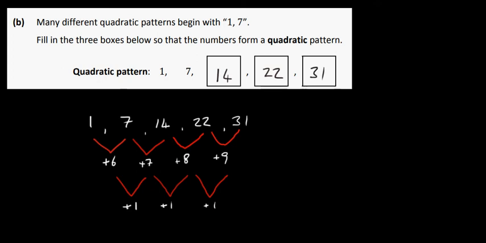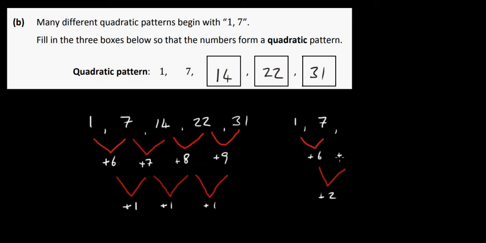Now if we decided here that our second difference was going to be plus 2, we would get a different three numbers here. I'll just do that very quickly here. If we start with 1 and 7, we've got to work out our next three numbers. Well, our first difference here is going to be plus 6. And let's then just say that our second difference is not plus 1 this time. Let's say it's plus 2.